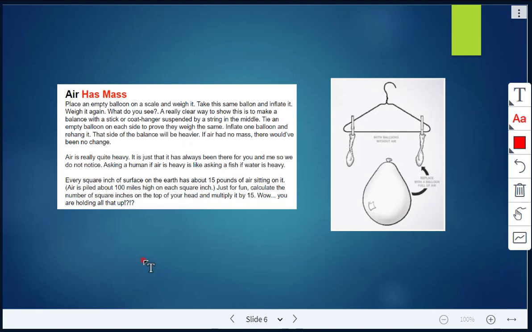Air has mass. We'll take a look at a video that's showing this as well, but if you take an empty balloon and you weigh it, take that same balloon, inflate it, then you weigh that balloon, it's going to weigh more than the empty balloon. You can also hang balloons on a hanger like this, and the one that is filled up with air, it will be heavier.